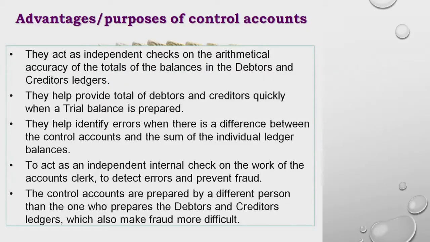Advantages of control accounts. They act as an independent check on the arithmetic accuracy of the totals of balances in the debtors and creditors ledger. They help provide totals of debtors and creditors quickly when a trial balance is prepared. They help identify errors when there is a difference between the control accounts and the sum of individual ledgers. They act as an independent internal check on the work of the account clerk to detect errors and prevent fraud. The control accounts are prepared by a person other than the person who prepares the debtors and creditors ledger, which makes fraud more difficult.